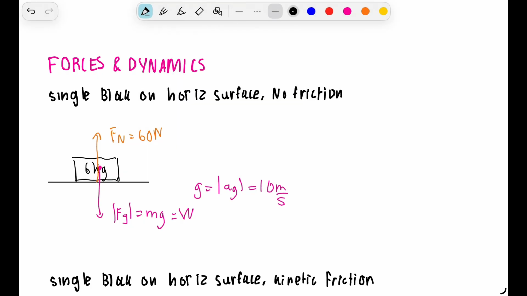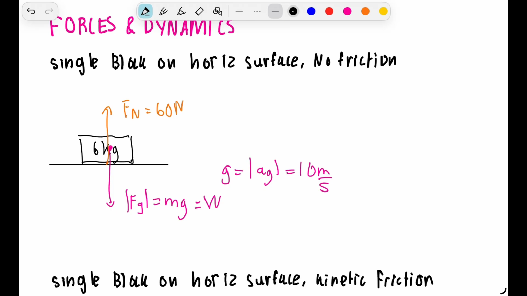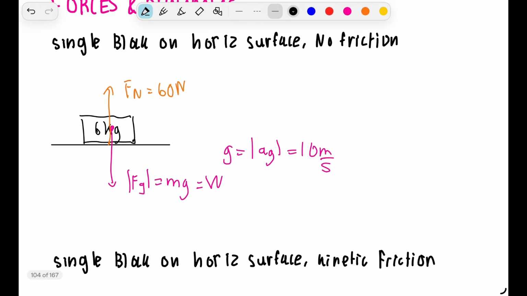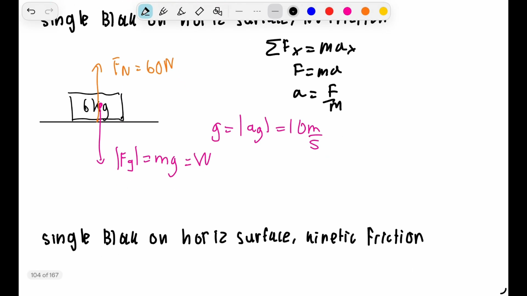You're going to have a single block on a horizontal surface with no friction. You're going to have an upward normal force, and you're going to have a downward force of gravity that's equal to the weight. So here, your normal force is equal to your weight. In the horizontal direction, you're going to have the summation of your forces in x is equal to ma in x. F is equal to ma. So a is equal to F over m. So the only horizontal force is the applied force, so it alone is going to be causing the acceleration.